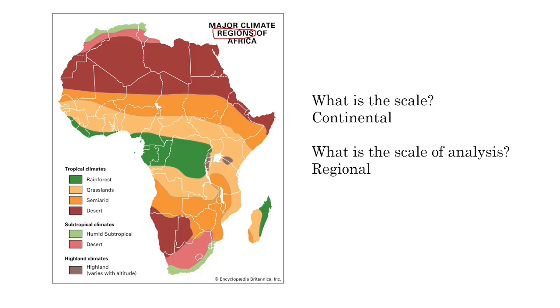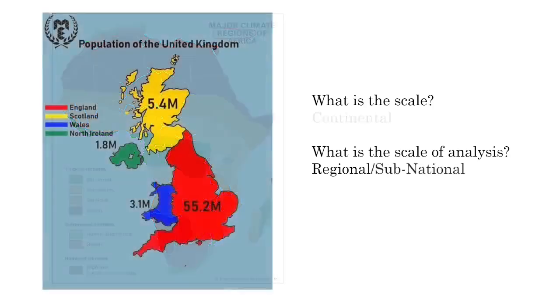So that's what we're comparing. We're comparing the climate zones and where they're located within Africa here. We're not comparing them exactly between the countries because the countries have multiple climate zones here, and the climate zones stretch across multiple countries as well. All right, here we're looking at a map of the United Kingdom.